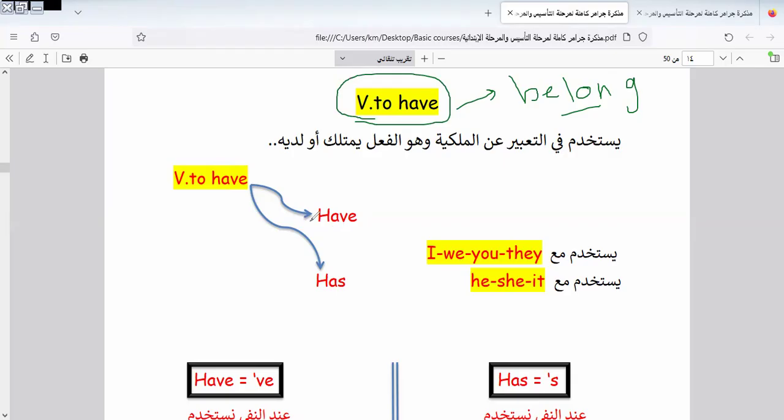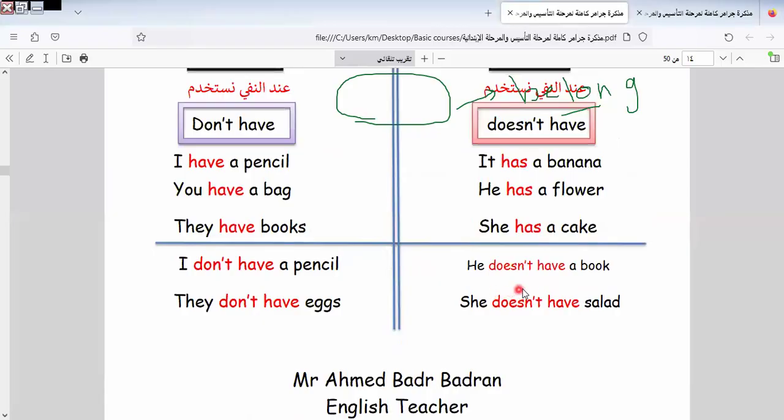Here we have have and has. I explained this lesson before, but today I will make a quick revision to remind you. Here we have I, we, you, they, which take have, and he, she, it, which take has. And as we know from the last video, we know when we use does and do, when we make a negative form or a question form.